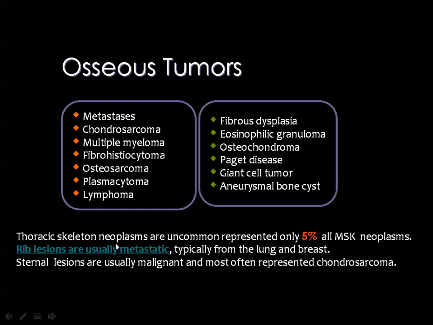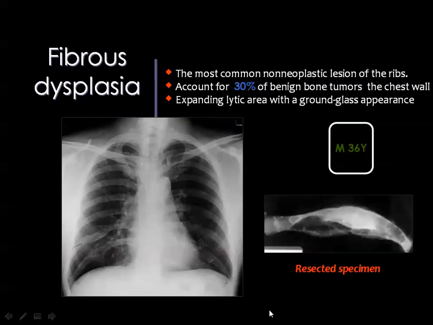Then the thoracic skeleton neoplasms are uncommon, representing only 5% of all musculoskeletal neoplasms. And rib lesions are usually metastatic, and this metastasis may be from the lung or from the breast. But as I have said, the sternal lesions may represent chondrosarcoma, especially if they have matrix calcification. Then this is an example of fibrous dysplasia, and you know that fibrous dysplasia is a lung disease in a long bone. It is an expanding lesion with ground glass appearance of the affected bone.